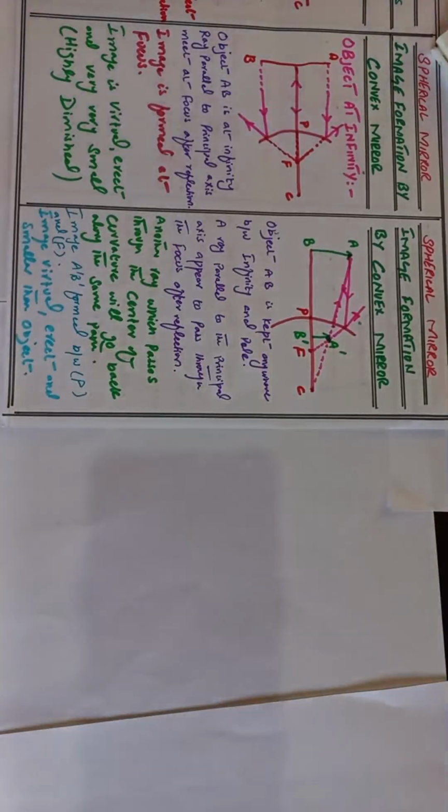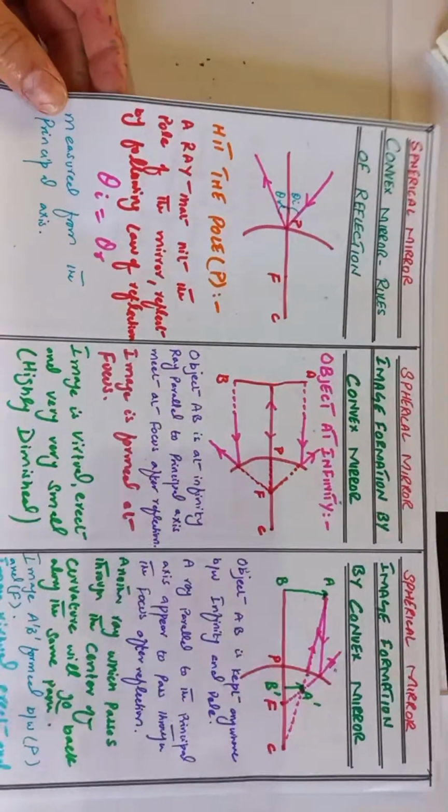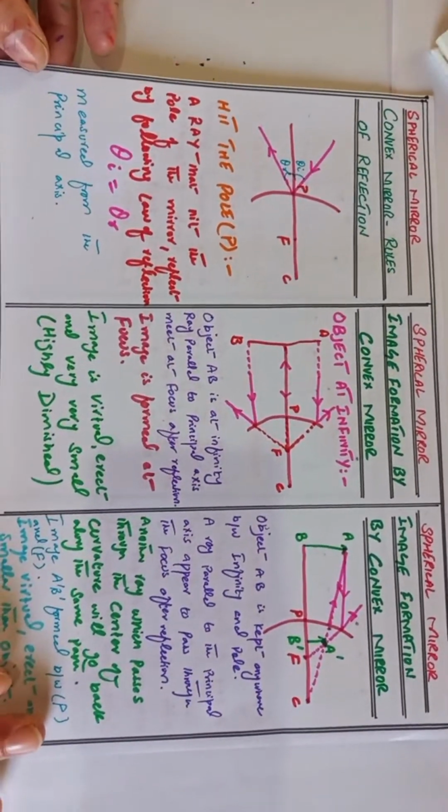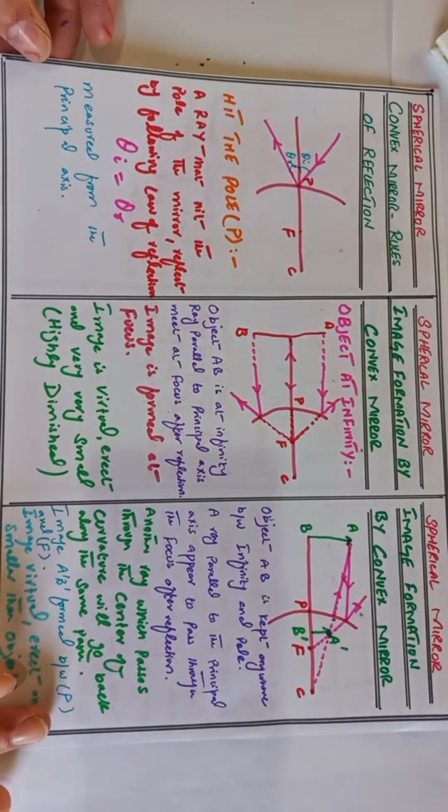That is the image formation by a convex mirror when the object is placed at infinity and when the object is placed between infinity and the pole. That is all we discussed today. Now we discuss the mirror equation.